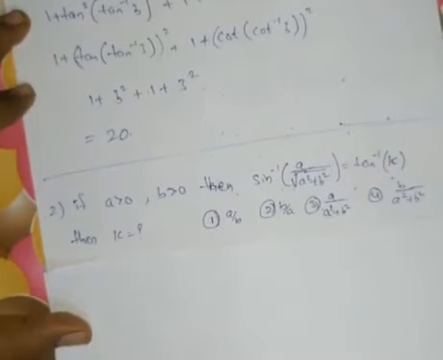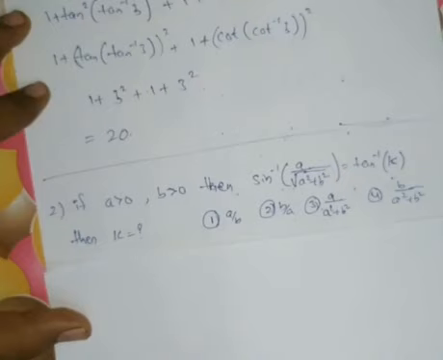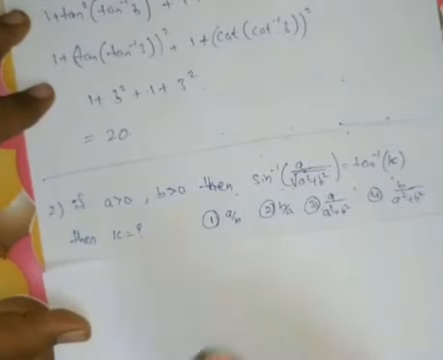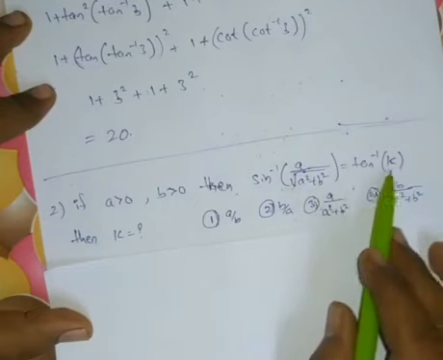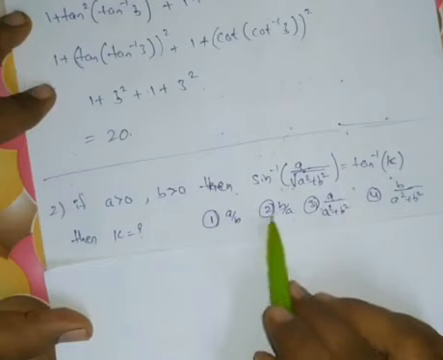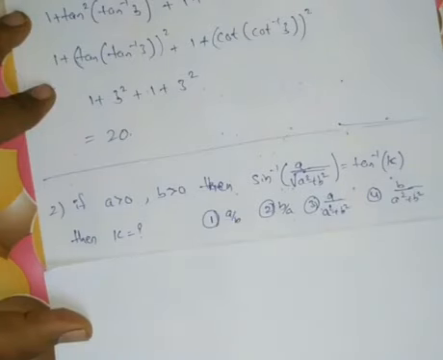given like this: if a is greater than 0 and b is greater than 0, then sin inverse of a by under root a square plus b square is equal to tan inverse of k. Then k is equal to how much? He is asking what is the value of k. Options: first option is a by b, second option is b by a, third option is a by a square plus b square, fourth option is b by a square plus b square.